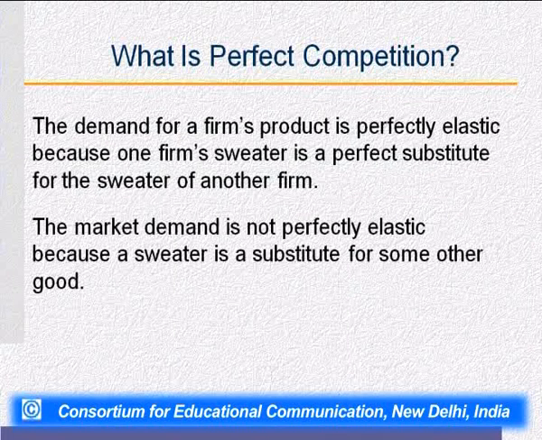Now the demand for a firm's product is perfectly elastic, because one firm's sweater is a perfect substitute for the sweater of another firm. In perfect competition, all the goods are similar, all the services are similar. So the demand for a firm's product is perfectly elastic. Why does demand go up or down?